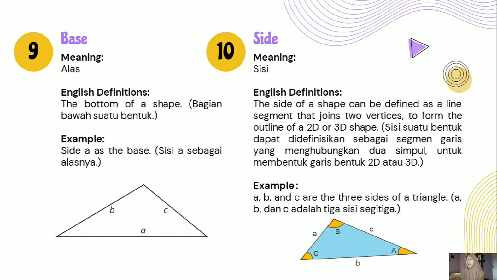Number 10, side. Meaning in Indonesian language is sisi. English definition: the side of a shape can be defined as a line segment that joins two vertices to form the outline of a 2D or 3D shape. Example: A, B, and C are the three sides of a triangle.